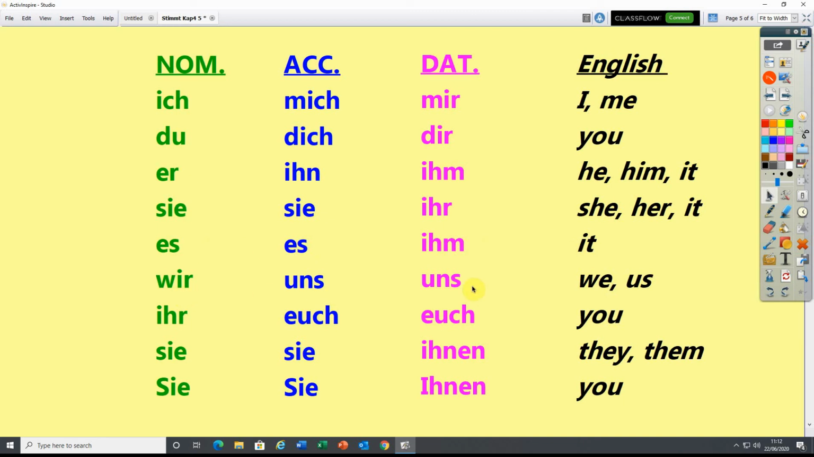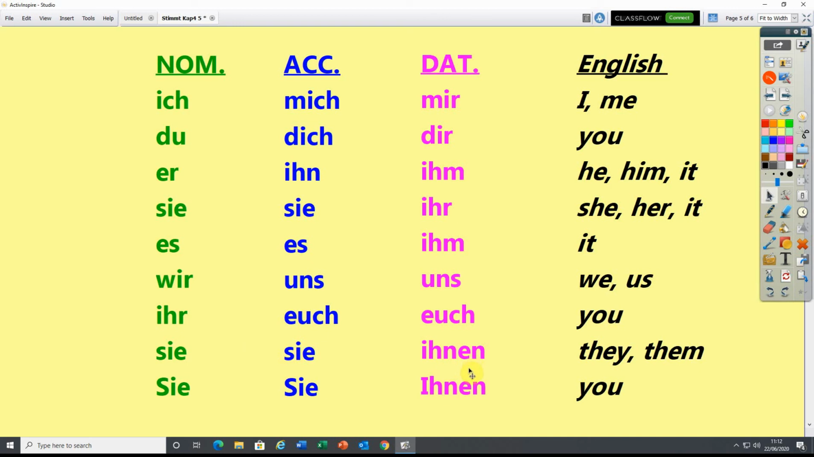Then wir, uns. So uns, the accusative and the dative object, is the same here. And it's the English us. Notice it's the same word, just added an N in there. Us, uns. Then we've got euch, and then sie and sie, still the accusative, like the nominative case here. And ihnen is now the dative case. So I saw them, ich habe sie gesehen. It's important to them, das ist ihnen wichtig.